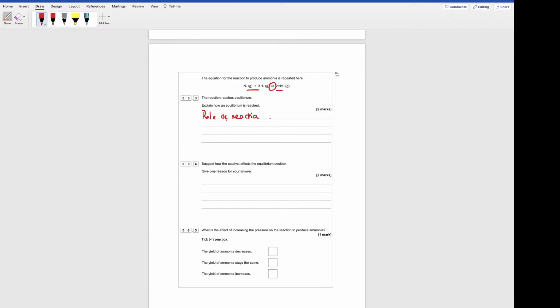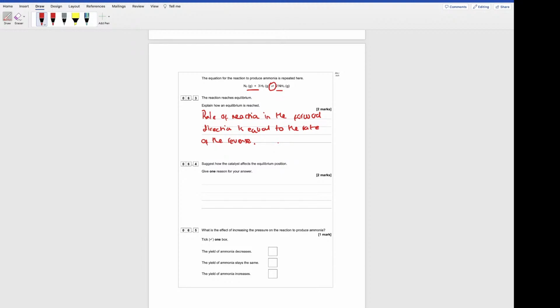The rate of reaction in the forward direction is equal to the rate in the reverse direction. The rate of reaction in the forward direction is equal to the rate of reaction of the reverse.